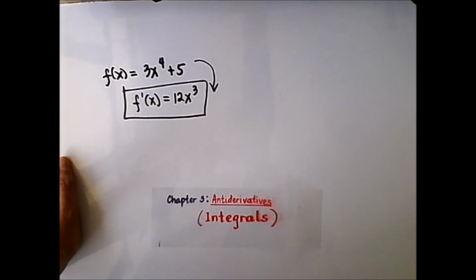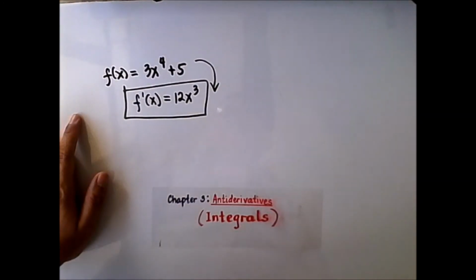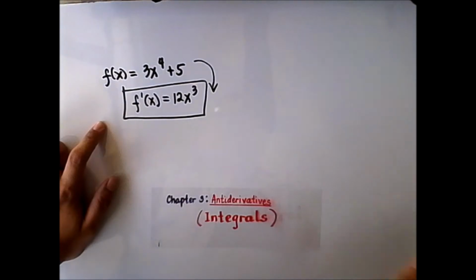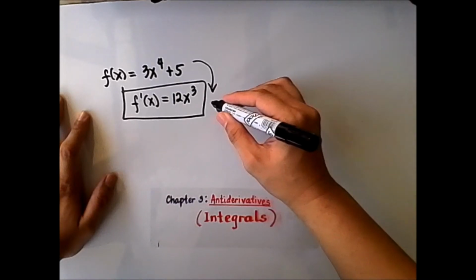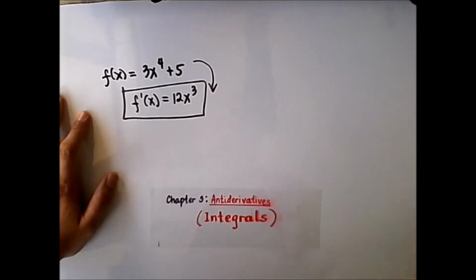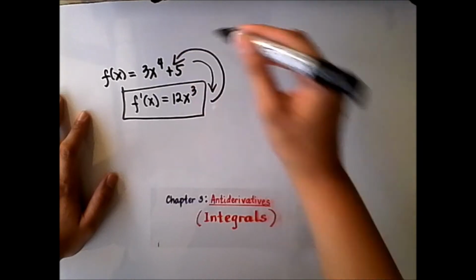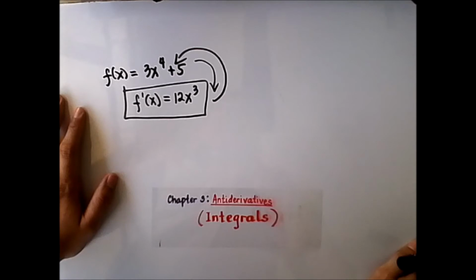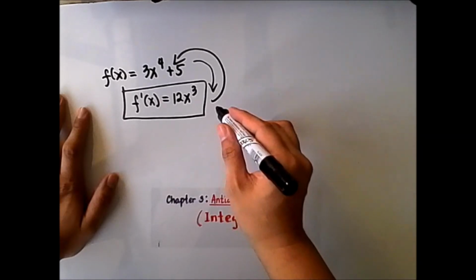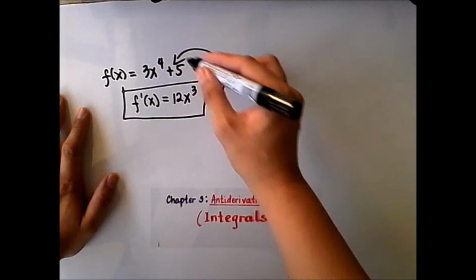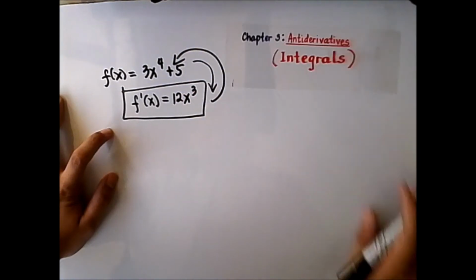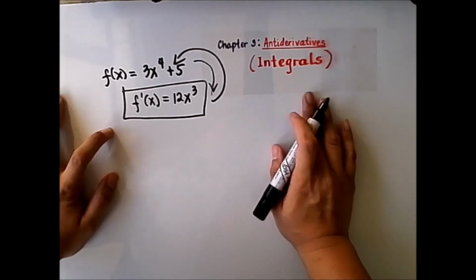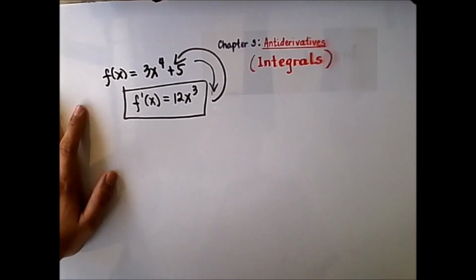So yan ang derivatives. Ngayon, pag sinabing antiderivatives or integrals, from f prime of x is equal to 12x cubed, we are just simply going back this process to the original function. So binabalik lang natin yan sa dati, going back to f of x equals 3x to the 4th plus 5. So ang tawag doon sa original function na yon, na kung saan natin binalik yung differentiated function, ay antiderivatives or integrals.